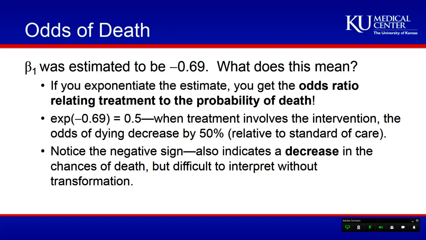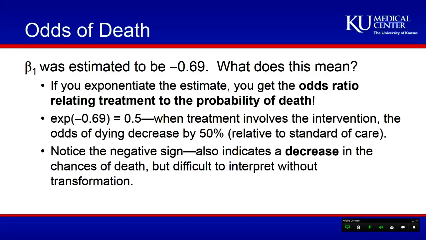It's the odds ratio that relates treatment to the risk or the probability or chances of death. So if I exponentiate negative 0.69, I plug it into my calculator, it gives me 0.5. Remember odds ratios from, did we talk about them last week or the week before? A ratio of 1 indicates that the odds or chances are the same for the numerator group as they are in the denominator. In this case, the numerator group is the treatment, the experimental therapy. The denominator is the control.